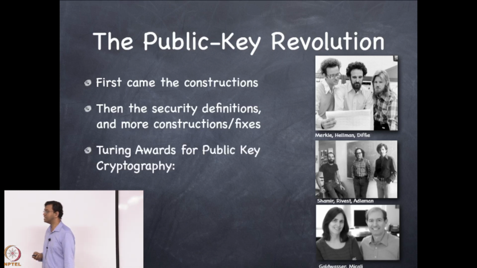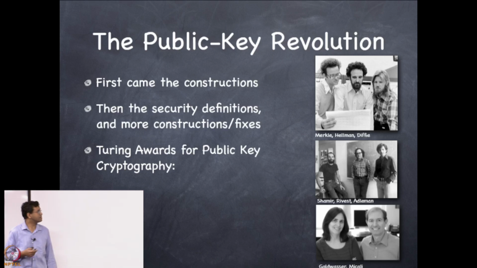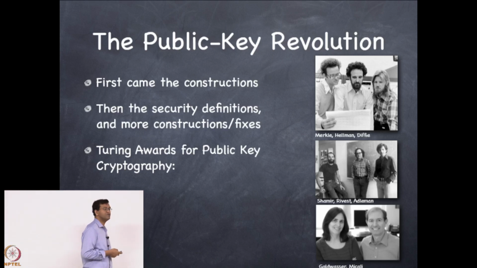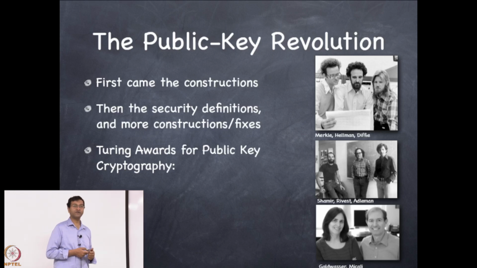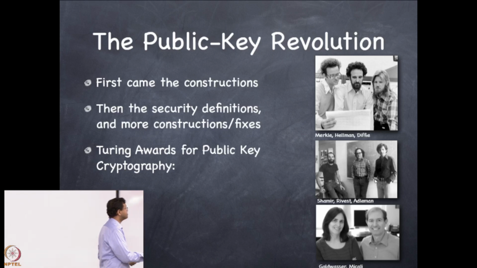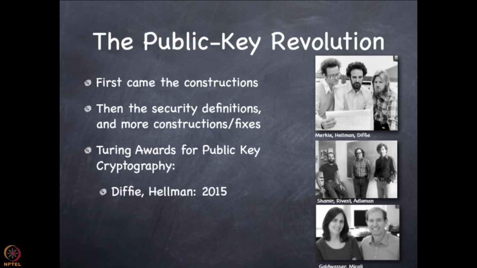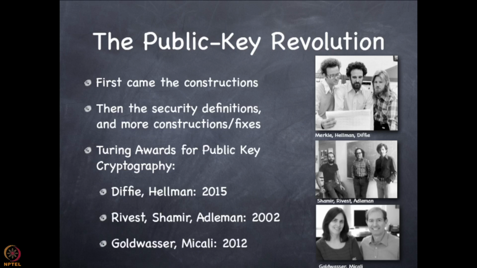Not surprisingly, this was a big deal, the public key revolution, right? And all of these people have won Turing Awards. Not Merkle, but Diffie and Hellman in 2015, late. And Hellman said he thinks Merkle also equally deserved it, though it was a paper by Diffie and Hellman that was a milestone. And RSA in 2002, and Goldwasser and Micali 2012.